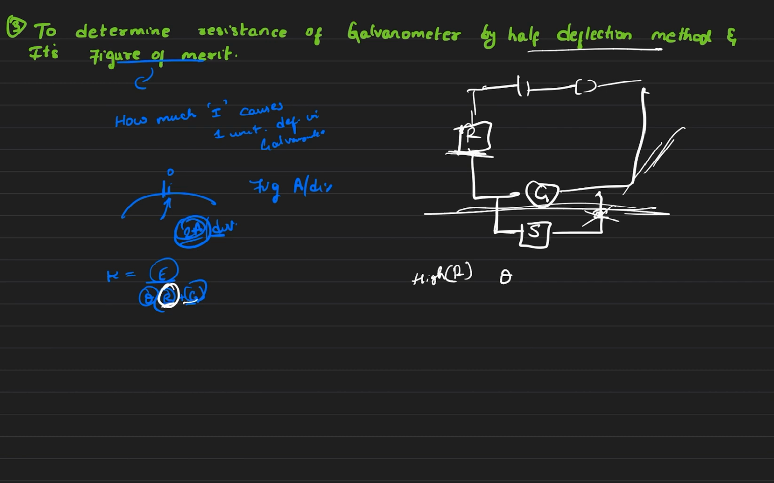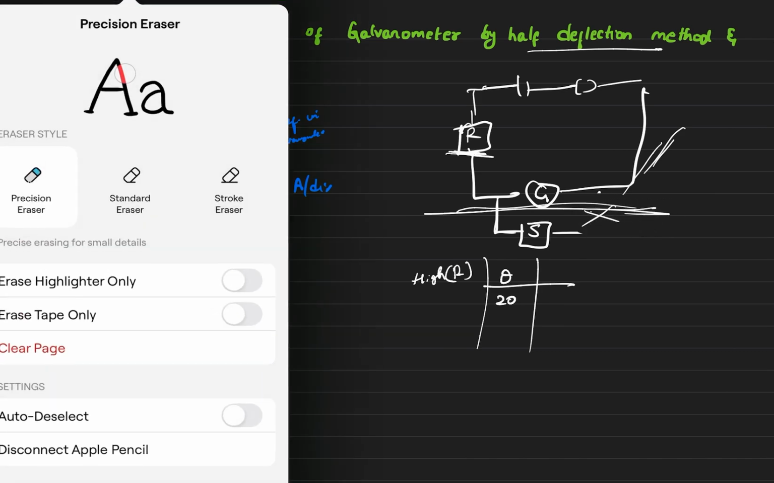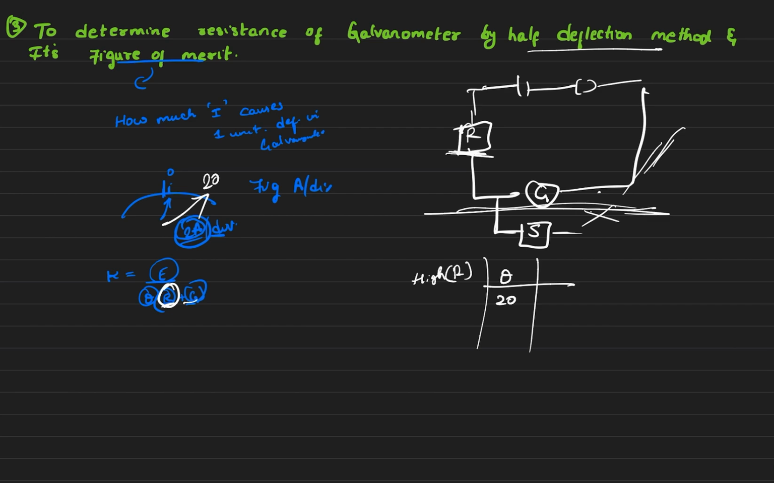So I give some high resistance value, then measure how many deviations I am getting. Suppose I got 20, my galvanometer is showing a reading of 20. Then I am going to attach this key now. Previously there was no key here, right? So now I require that key.